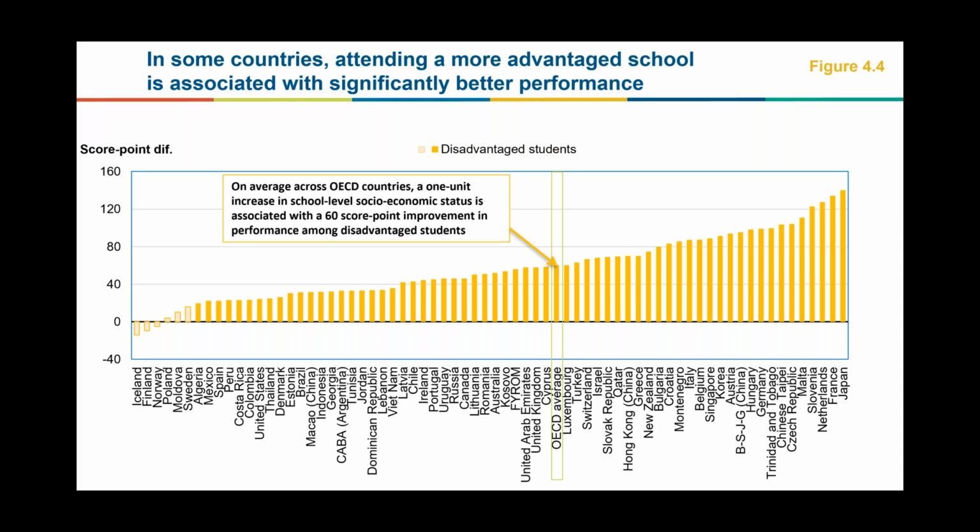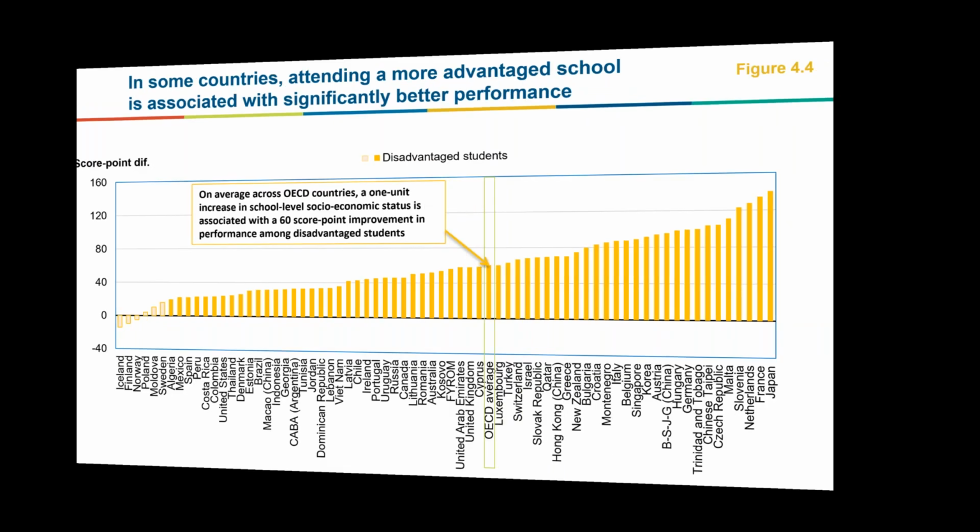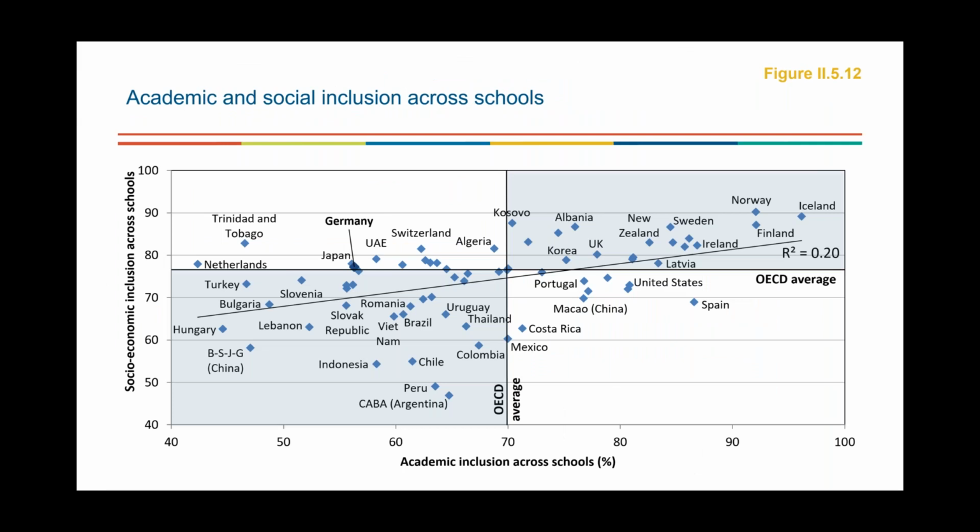We also see that academic inclusion is quite closely related to social inclusion. The relationship is not perfect. You see some countries that do better in terms of social inclusion than they do in terms of academic inclusion, but overall, if your system is highly stratified, highly selective, lots of different programs, you are more likely also to end up with an academically less inclusive school system. That's quite important for public policy as well.